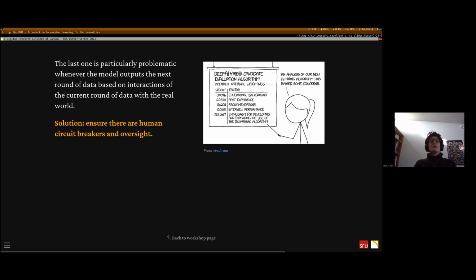So the solution to all this is to ensure that there's a human circuit breaker in the system. Your model, of course, doesn't have any insight. Your model is trained through automatic repetition. You feed it data and it becomes very good at doing some predictions. So it's a very performant tool, but it doesn't have some higher level insight or control. Only humans can do that.